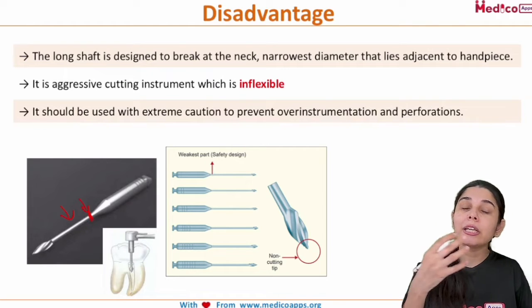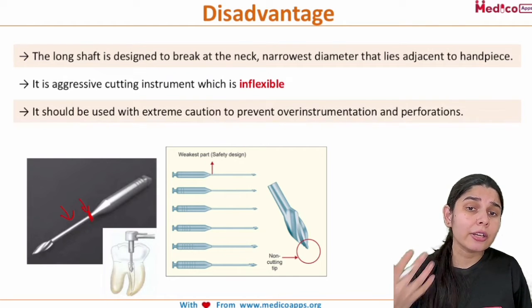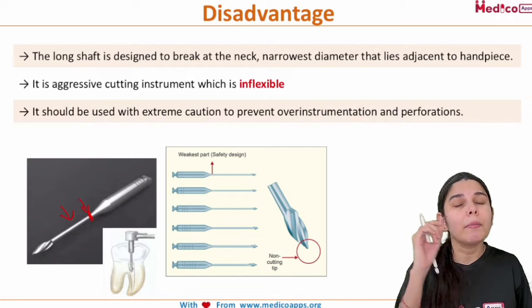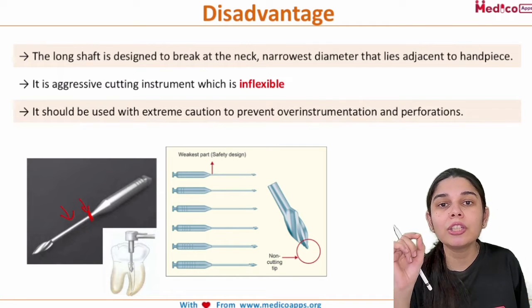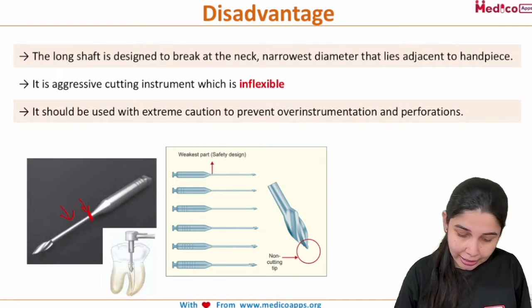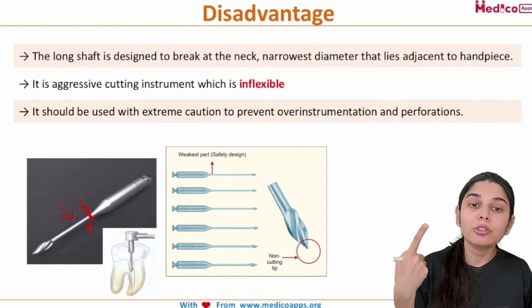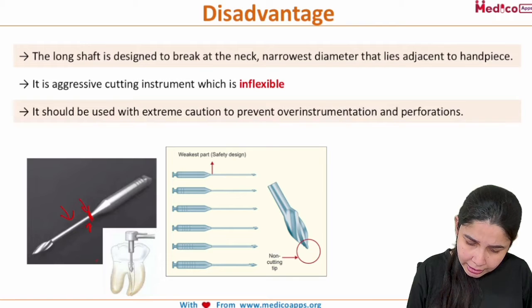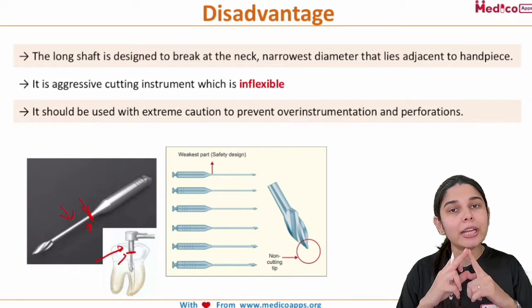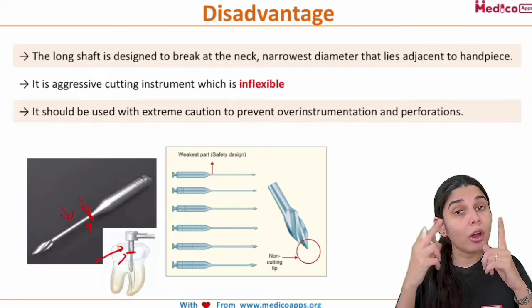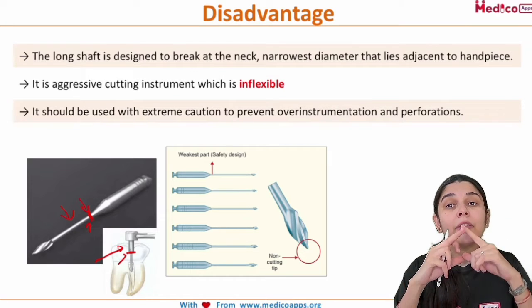Now, why is the risk only at the neck region? Because the diameter of this Gates Glidden drill is narrowest at the neck region, which is adjacent to the handpiece. So how will it appear? This is the handpiece, this is the neck region. So there are high chances that the neck, or the shaft near the neck, will break.